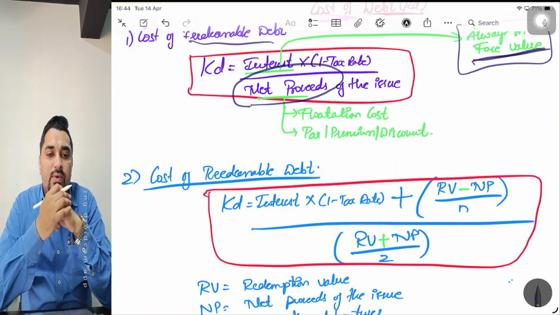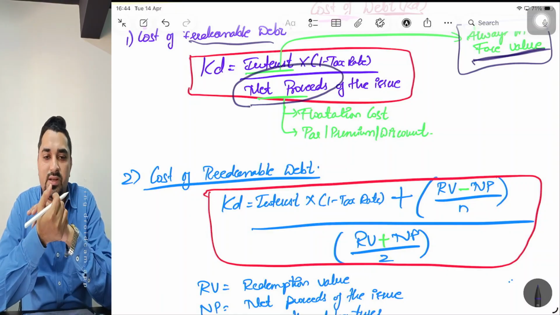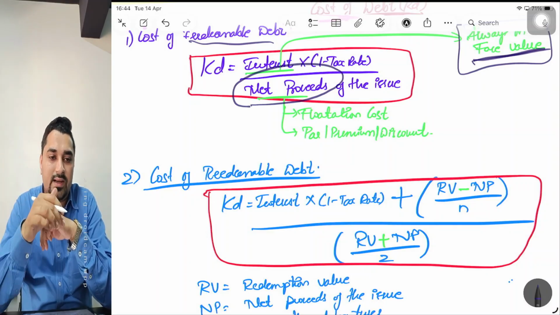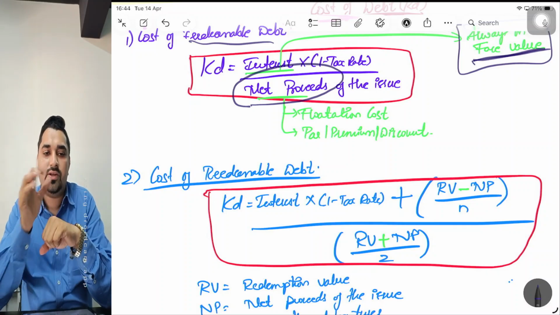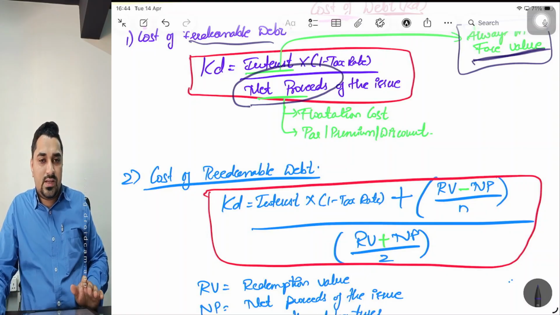And whether the issue is at par, premium or discount. As you are aware, securities can be issued either at par, meaning face value, or at a higher amount, that is premium, or at a discount. Correct? So whatever money is coming to my pocket, that you need to take into your denominator. Correct? So what is the formula? KD equals interest into 1 minus tax rate divided by net proceeds of the issue.